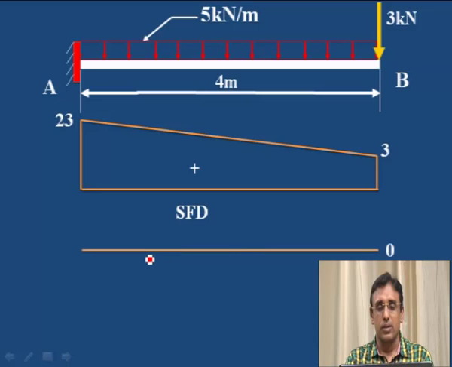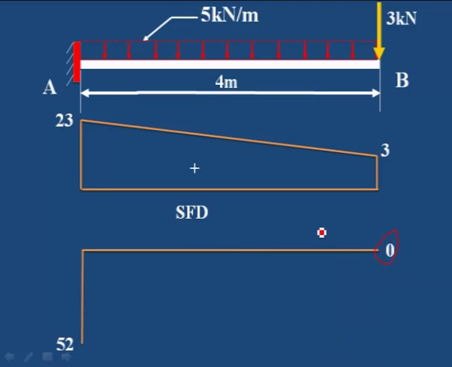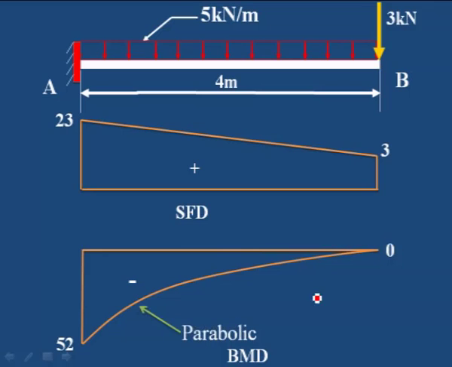Next, to draw the bending moment diagram, first draw the horizontal line. At B it is a 0 value, then at A it is 52 kilonewton meter. From here to here we have to join by a parabolic curve, not a straight line, since it is a UDL. This is the parabolic. This is the bending moment diagram for this beam carrying a uniformly distributed load throughout its span and a point load at the free end.